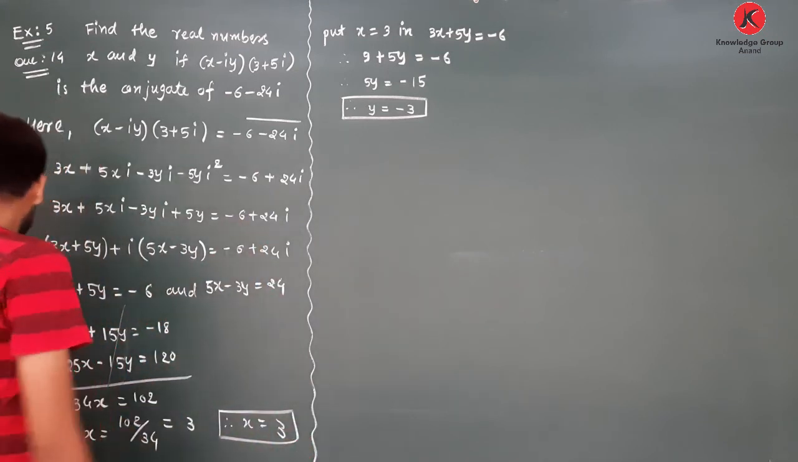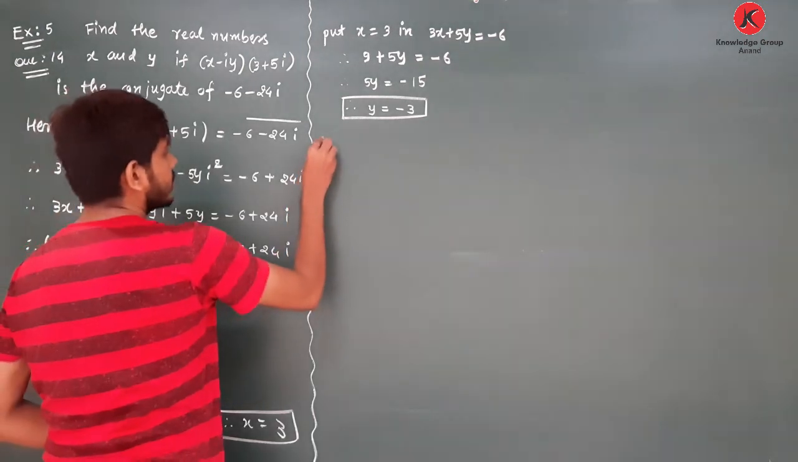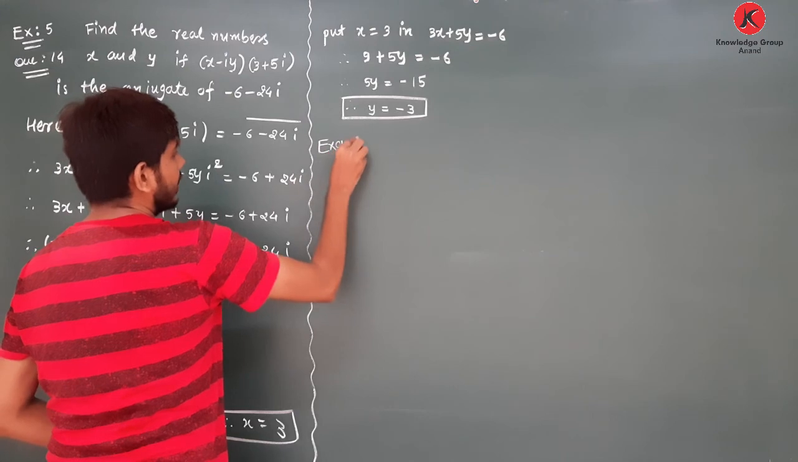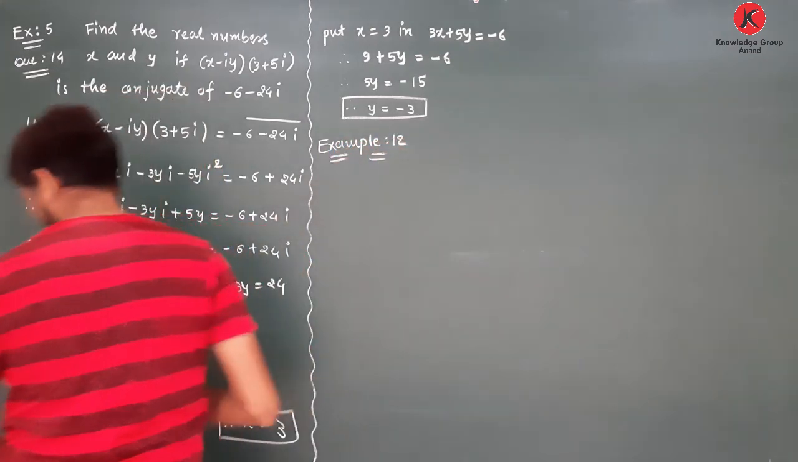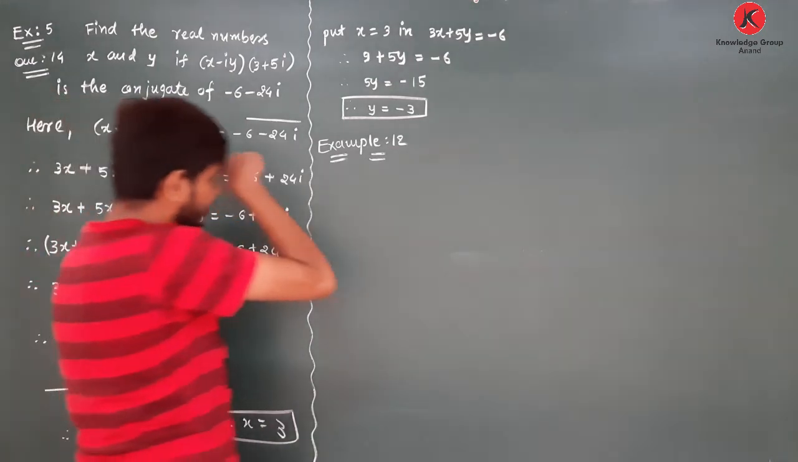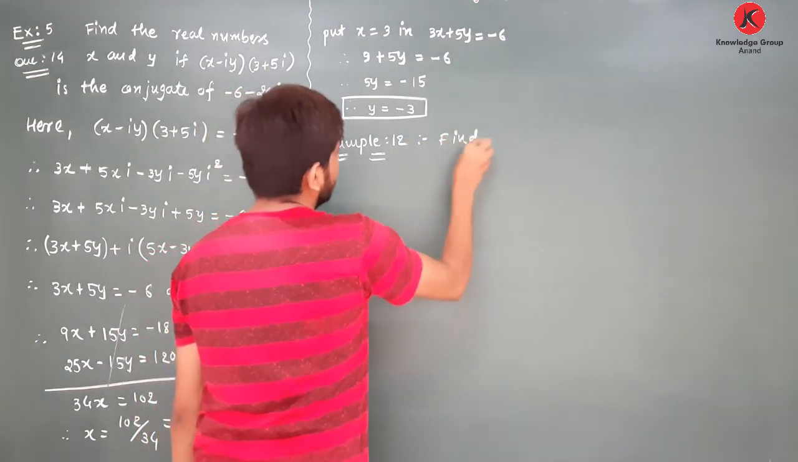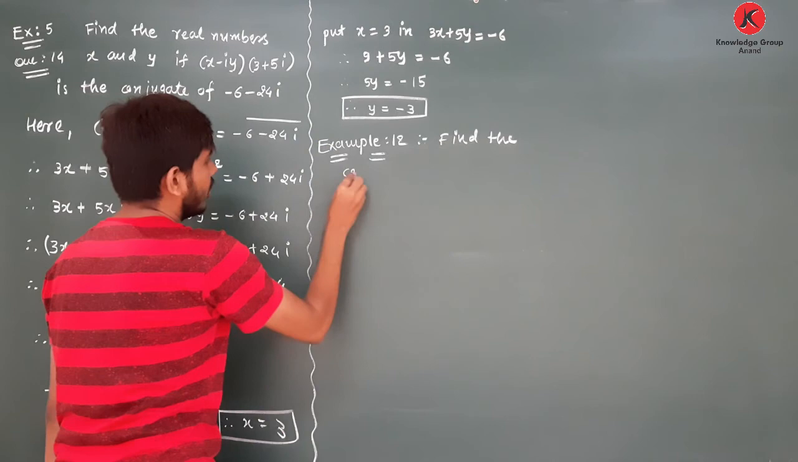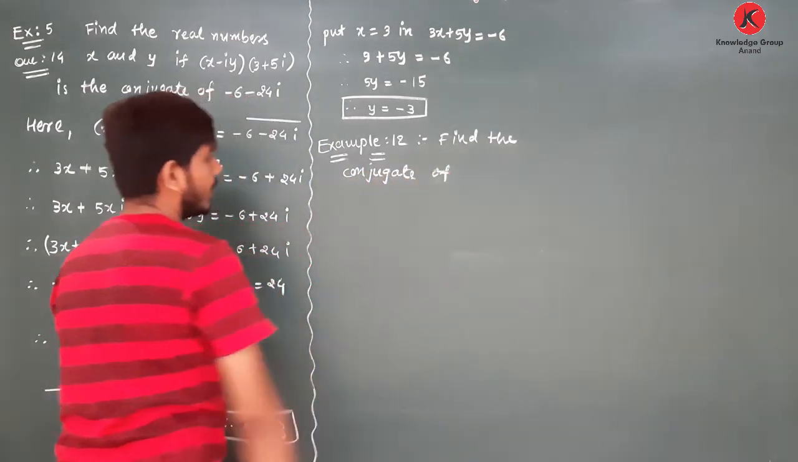We had to obtain both these real numbers, and both real numbers are obtained. Clear? Now we are going to discuss the next question, example number 12. Find the conjugate of the complex number.